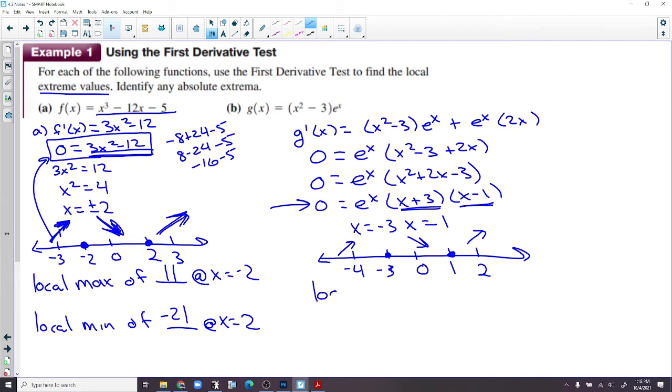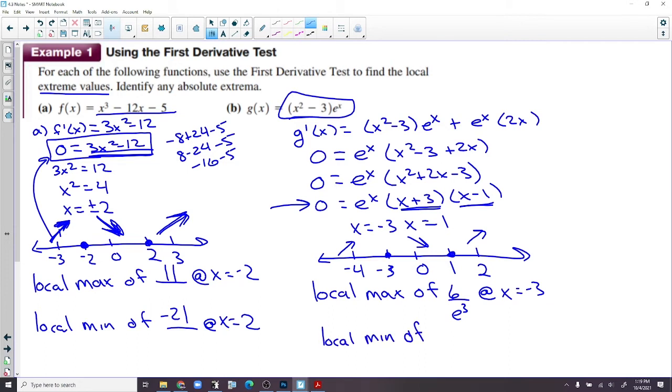So we have a local max of, well, if I plug negative 3 all the way back in the original, 9 minus 3 is 6. So 6 over e to the third, because it's e to the negative 3. And that's happening at x equals negative 3. Then we have a local minimum of, if I plug 1 in, we get negative 2e at x equals 1.